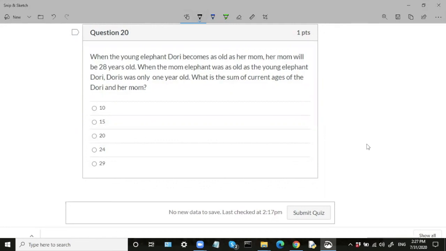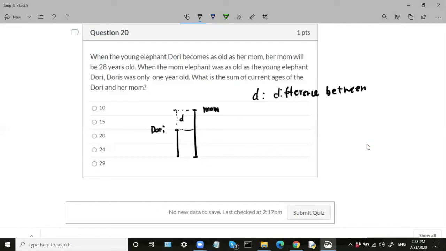Okay, so let's draw a diagram. Say Dory's current age is represented by this line, and mom's current age by this longer line. Let's see the difference between Dory and the mom. It's this part. Let's say that is D, where D means the difference between mom's age and Dory's age.